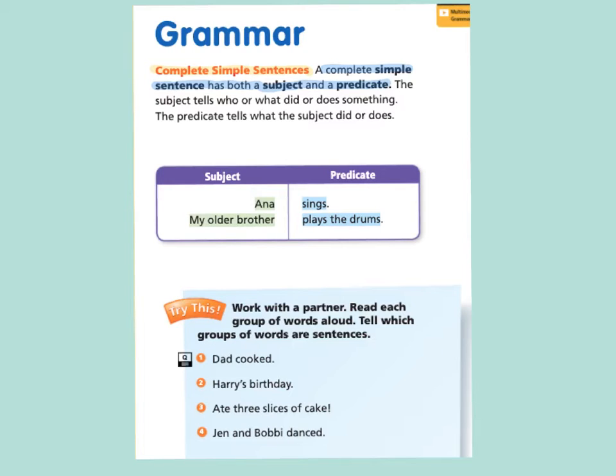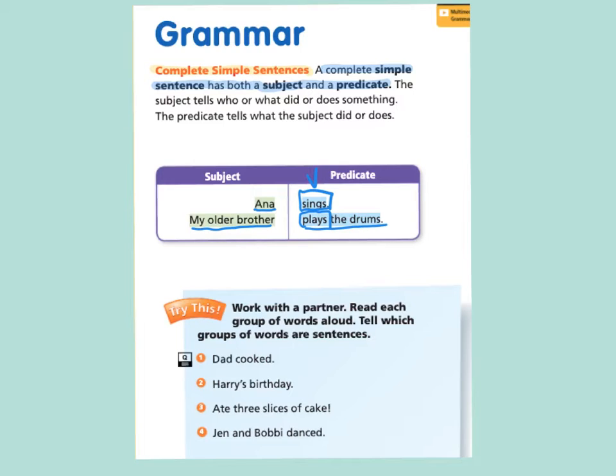So let's review. In the sentence, Anna sings, the subject is Anna, and the predicate is sings. In the sentence, my older brother plays the drums, the subject is my older brother, and the predicate is plays the drums. And just like I mentioned last week, predicate starts with a verb. Both of those words are verbs. Sings, plays. They're action words, things we do.